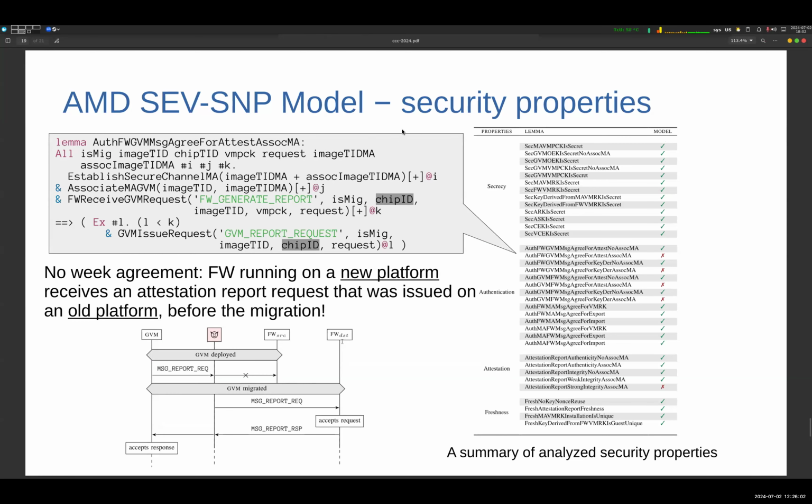Is there any information you can glean from this weakness to accept the request that comes from an old platform? Unfortunately, we didn't find any such weaknesses. This property right here, we don't have weak agreement. Okay, we don't have weak agreement, but it isn't the case that the adversary could put anything that it wants in this message right here.